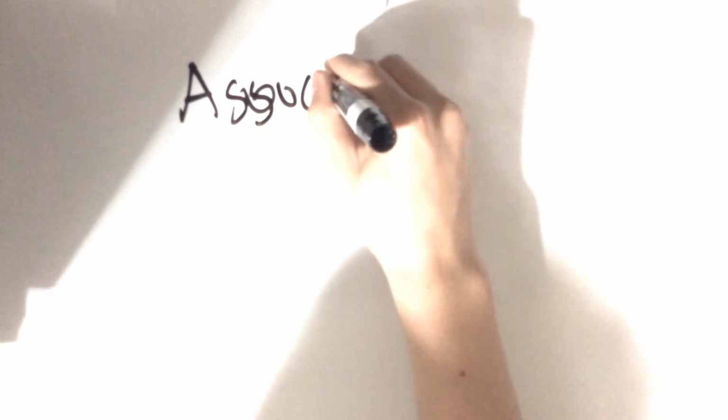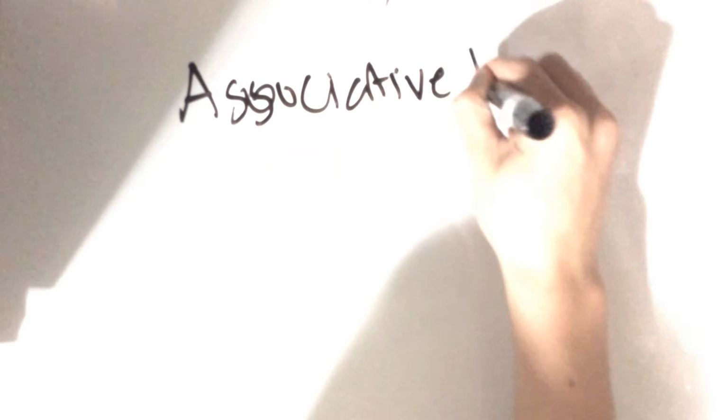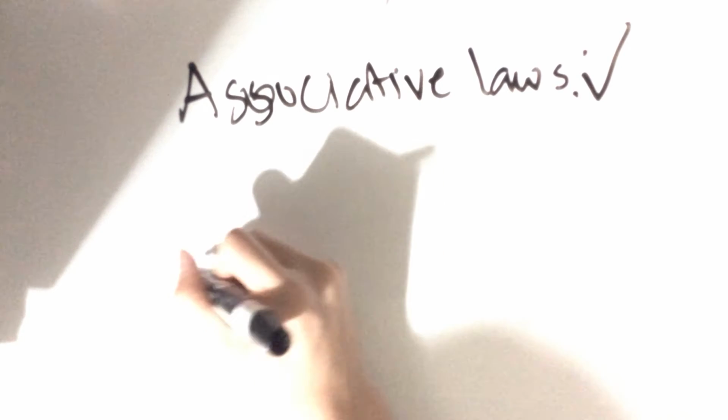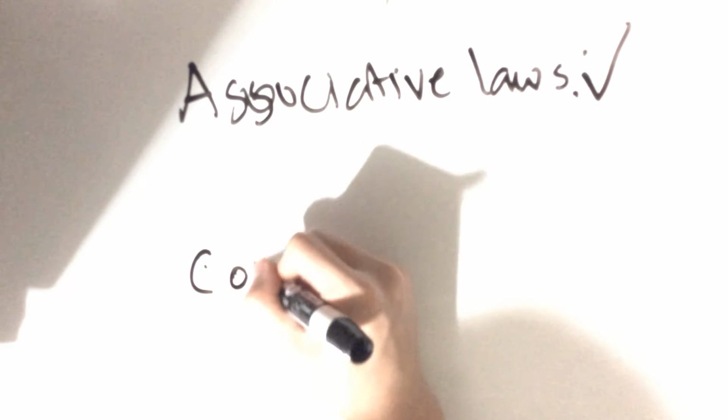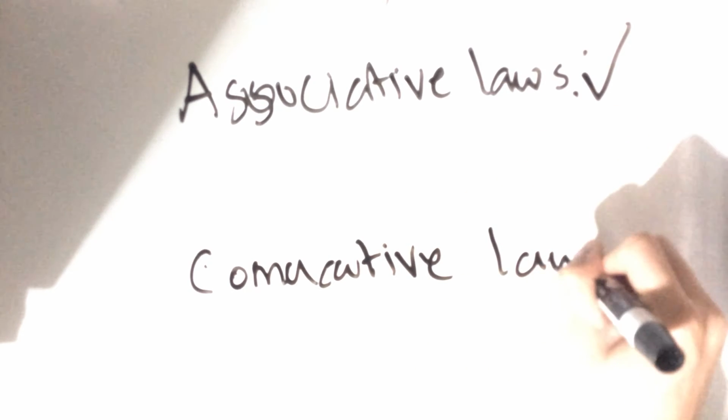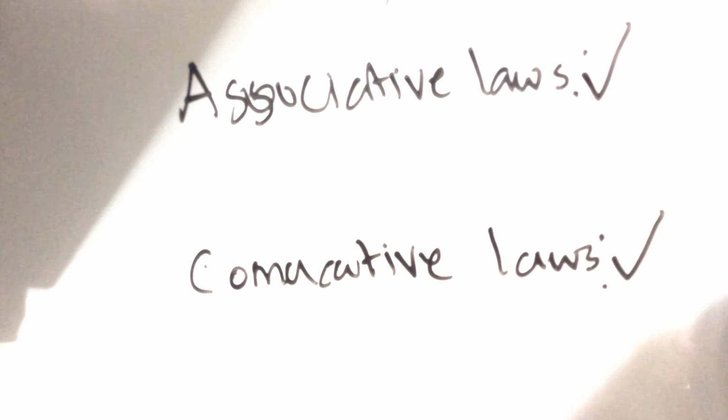Alright, and now I'm going to talk to you about the associativity and commutativity of these gates. Now, they are associative laws. It follows the associative laws, and commutative laws. It follows those as well.